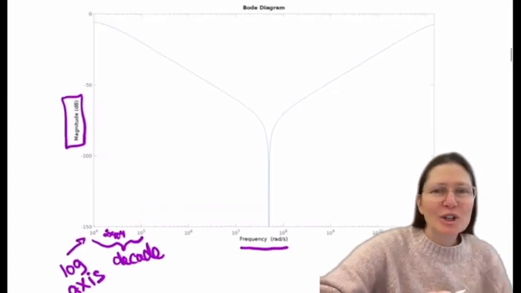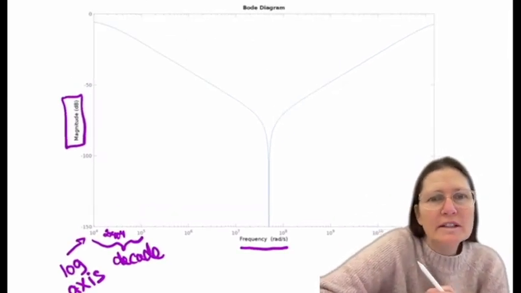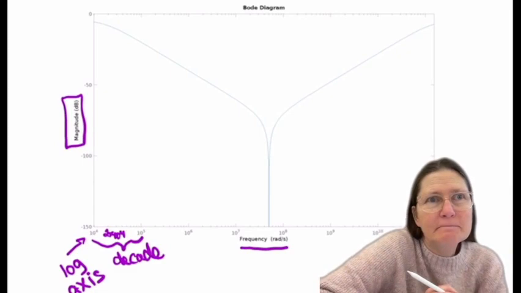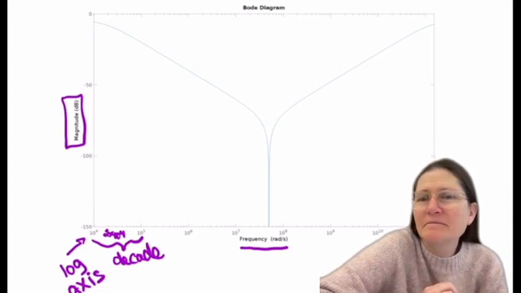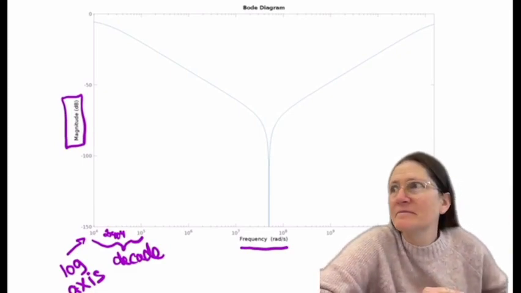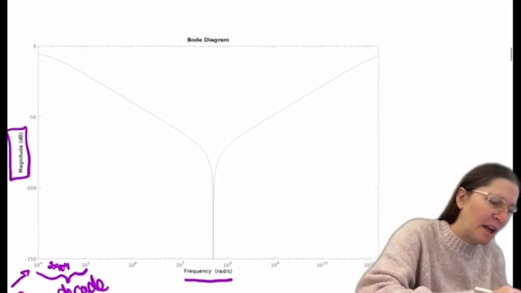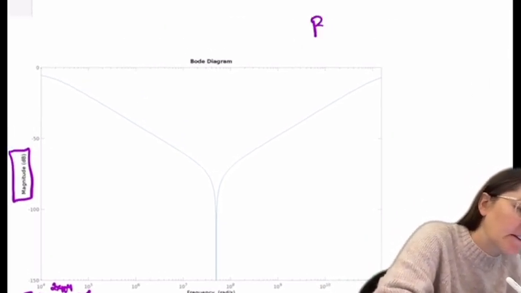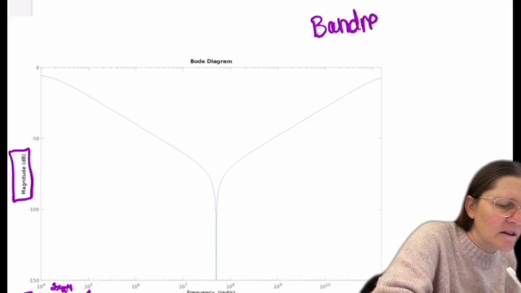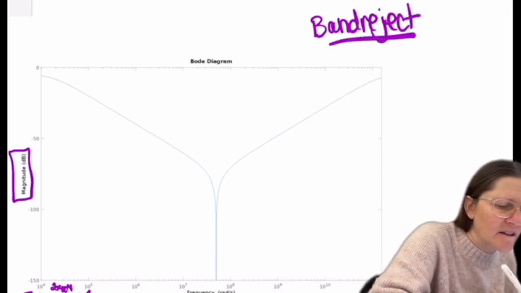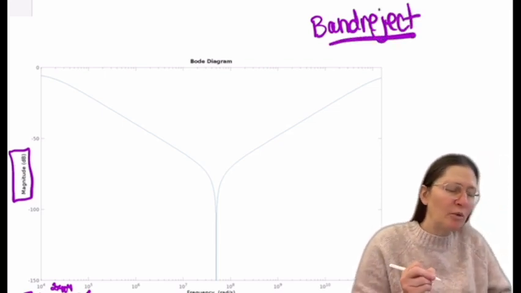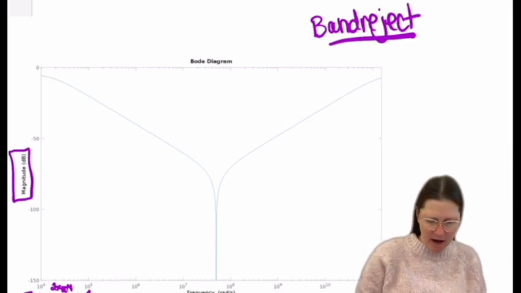So looking at this, what kind of filter is this? Band reject. There you go. So band reject. And so would you say that this has a high Q or a low Q? Low.